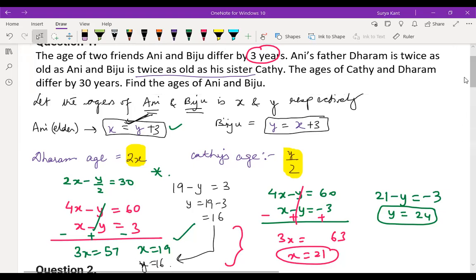Okay, question number 2. Others, are you having doubts? Any doubts in this question? No, sir. Chanchal, Drishi, Hemant.